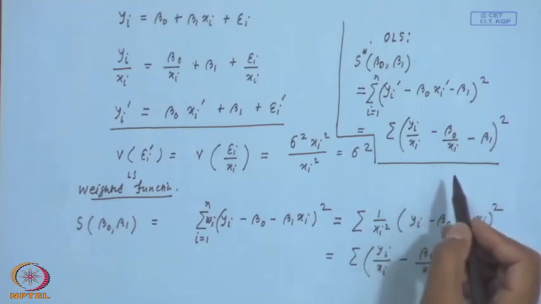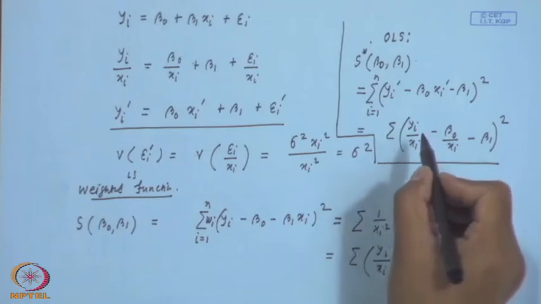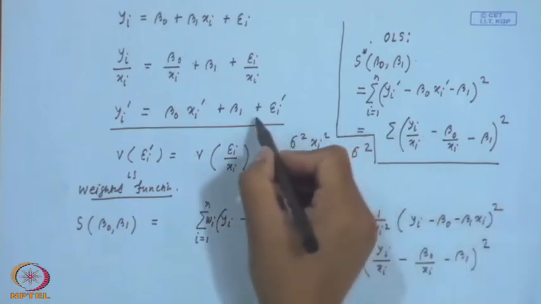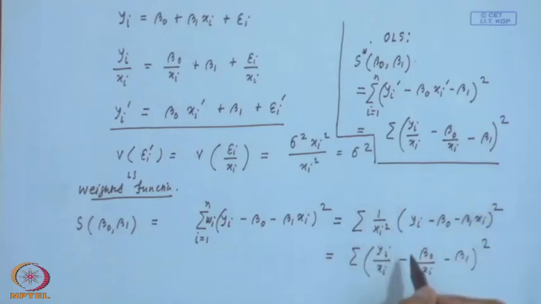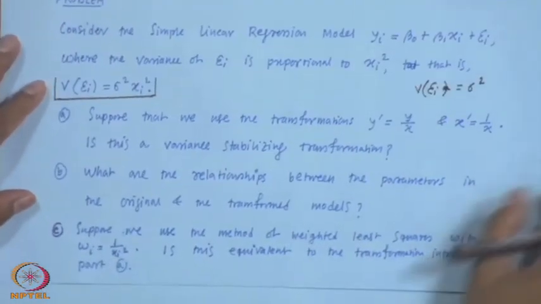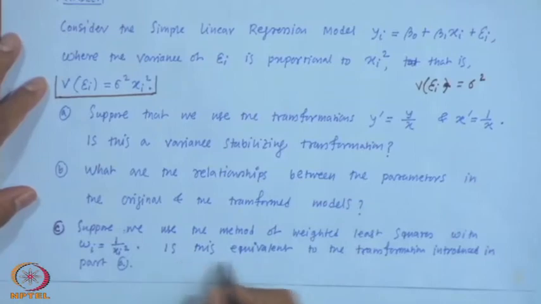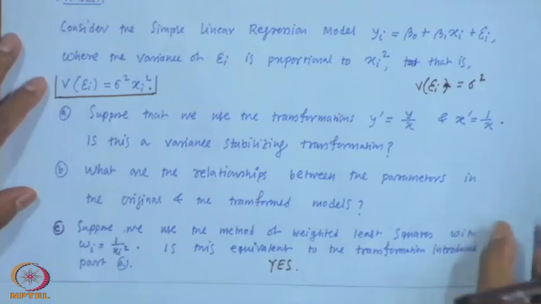So, the function we are considering in the transformed model to estimate beta naught and beta 1 is the same as the function we are considering to estimate beta naught and beta 1 using the weighted least square technique. So, the answer to part 3, is this equivalent? The answer is yes, it is equivalent.